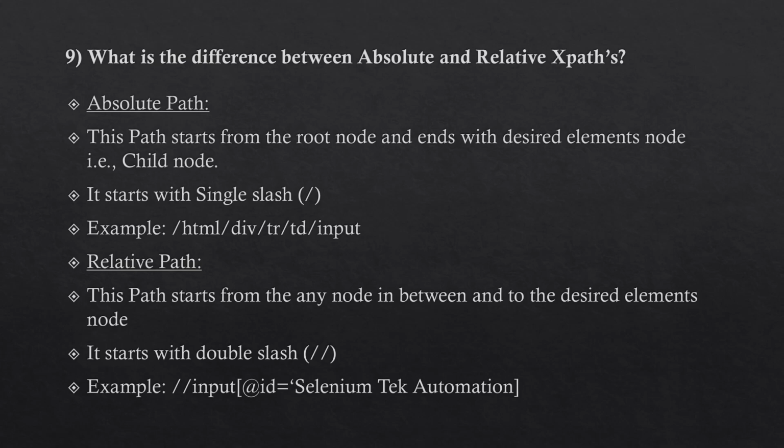Okay, going to the next question: what is the difference between absolute XPath and relative XPath? Here you can see absolute XPath will always start from the root node till the end with the desired element's node, that is the child node. This absolute XPath starts with a single forward slash. The example is mentioned below.